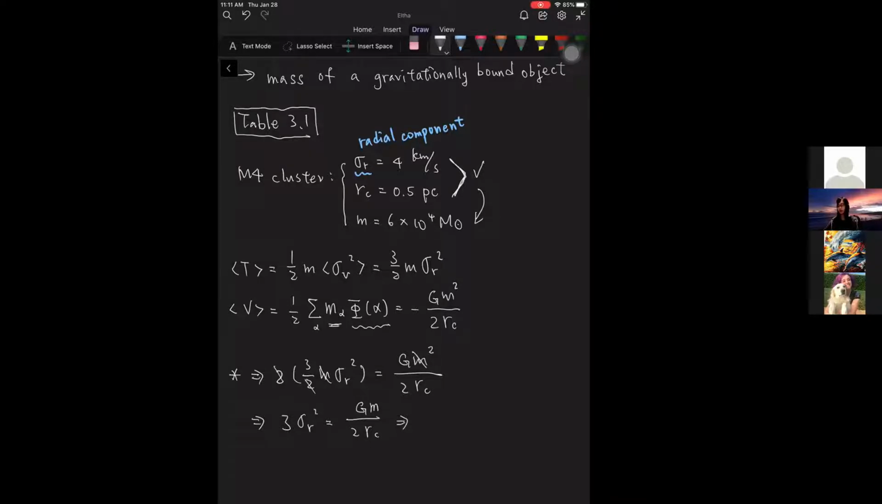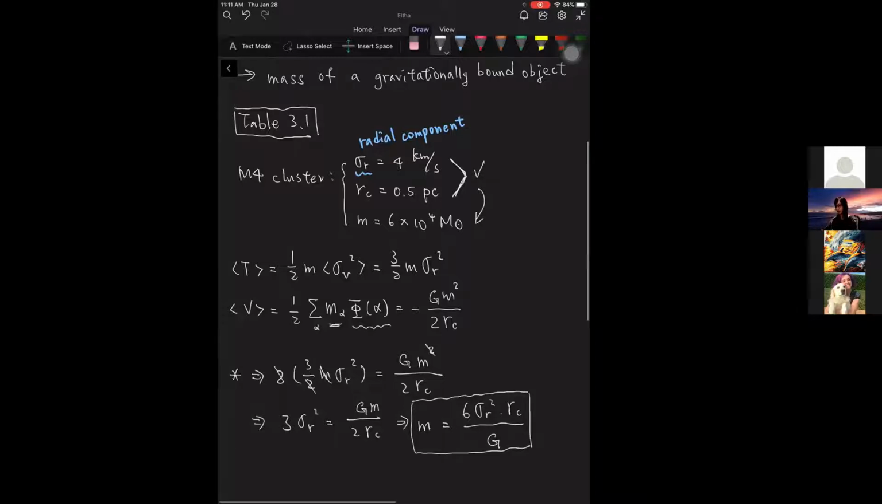Okay, so by canceling out 1 m, we have 1 more m left, then we can get the virial mass equal 6 times sigma r squared times radius over G. Okay. So this is the derived virial mass.